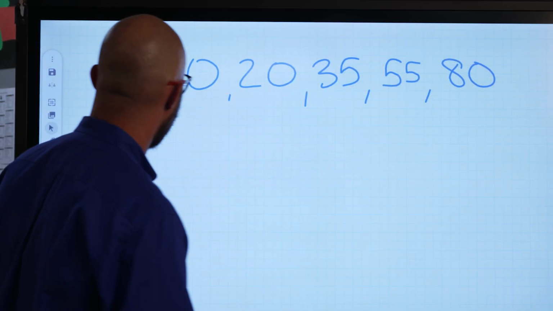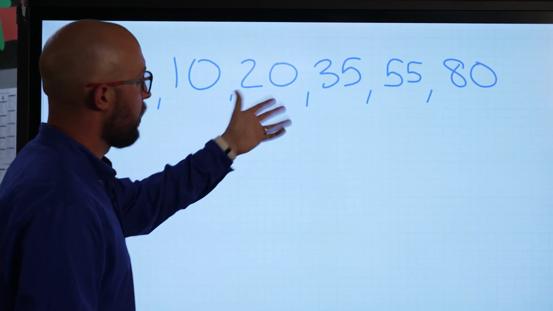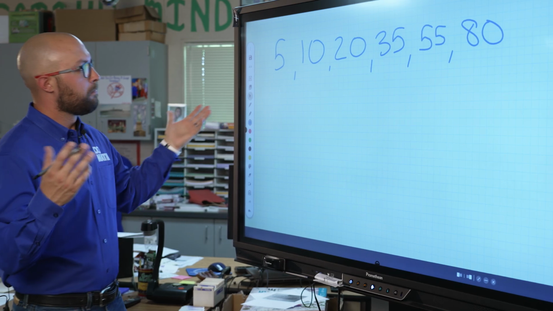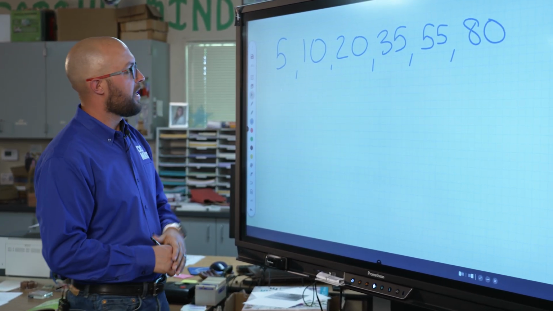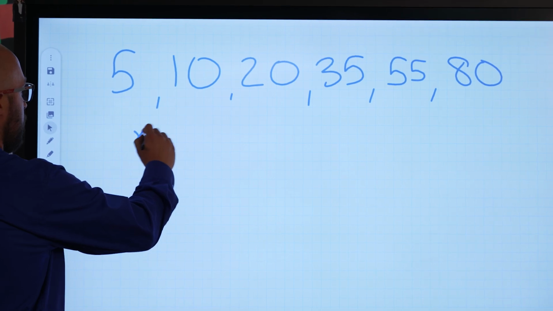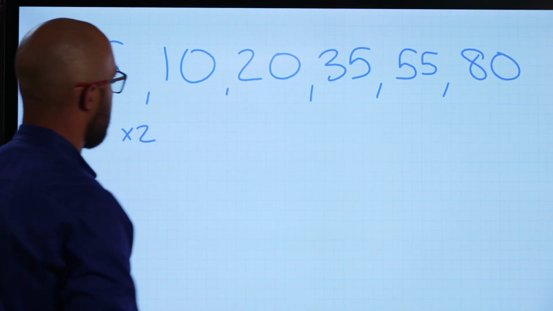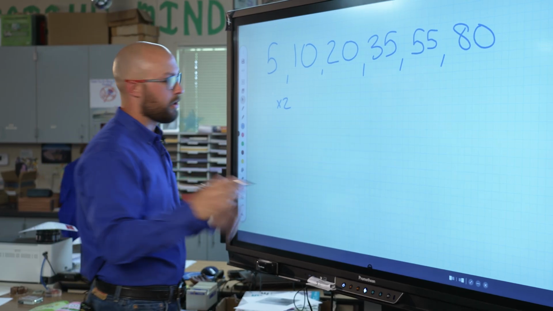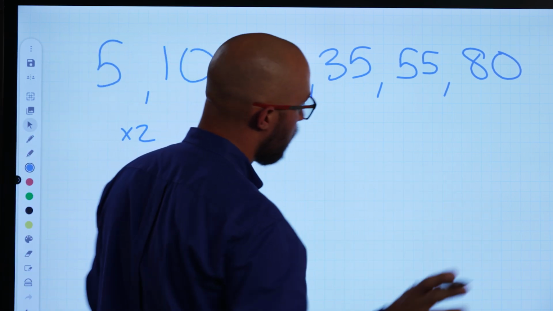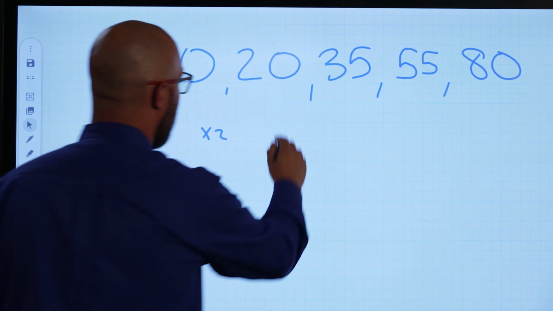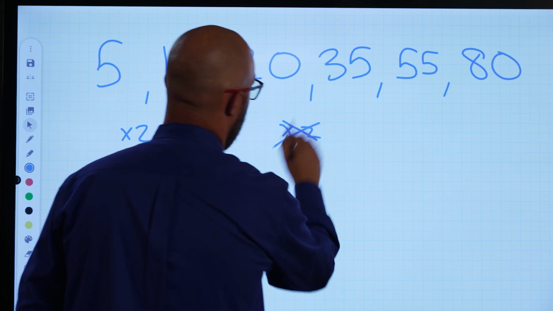So we notice we have some numbers here: 5, 10, 20, 35, 55, 80. Not a very obvious pattern, but let's see what we can find. From 5 to become 10, I could multiply by 2. That checks out. 5 times 2 is 10. 10 to become 20, hey, that checks out again. Times 2. 20 times 2, we have a problem, don't we? 20 times 2 is not 35.